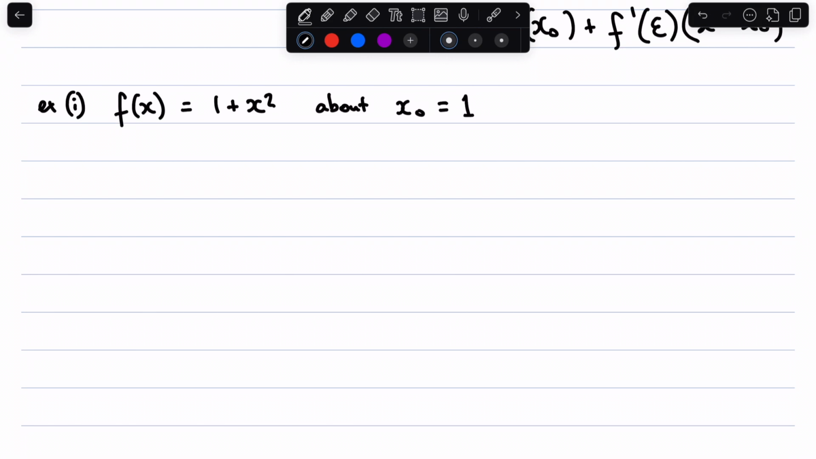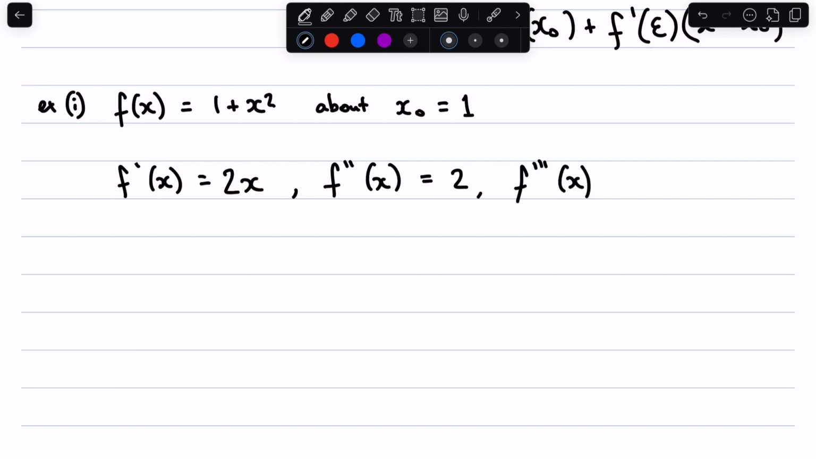If we say f of x is equal to 1 plus x squared, and we want to know the Taylor series around the point x naught equaling 1, what we can do first is say, okay, what is just our derivative in terms of x? We'd have f prime of x equaling 2x, f double prime of x equaling 2, and then f triple prime of x is where our Taylor series will terminate or truncate, and that is equal to 0. And we know it will truncate there because it's equal to 0, if that wasn't clear.